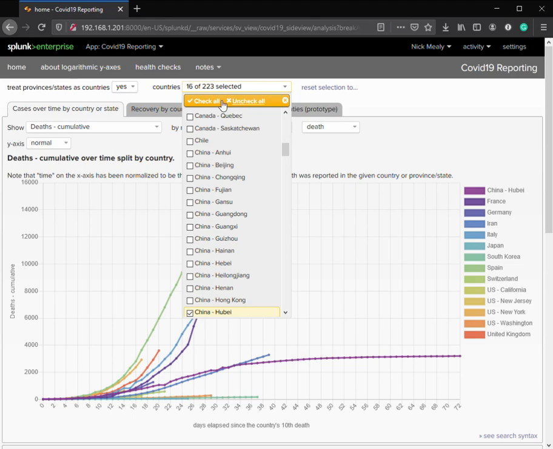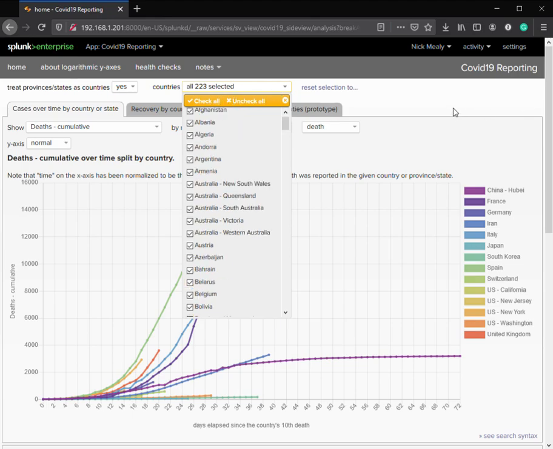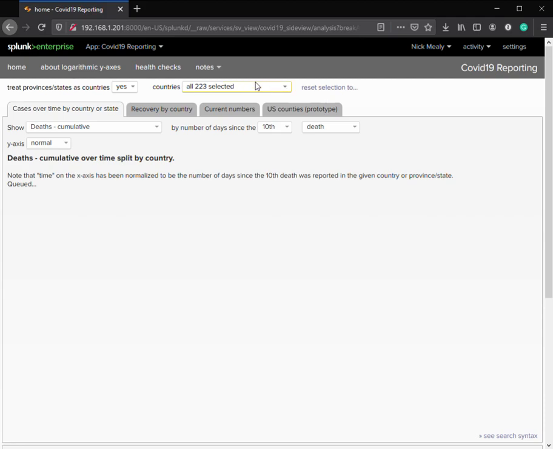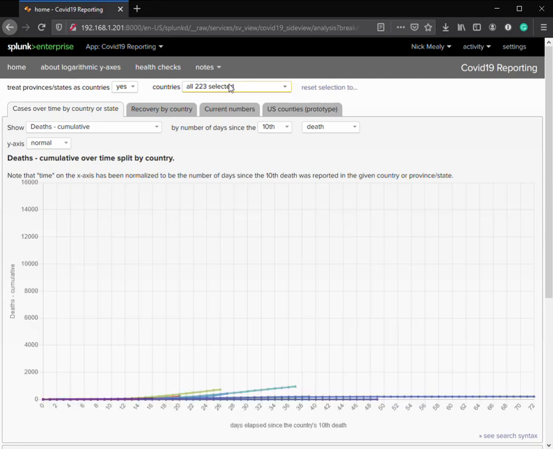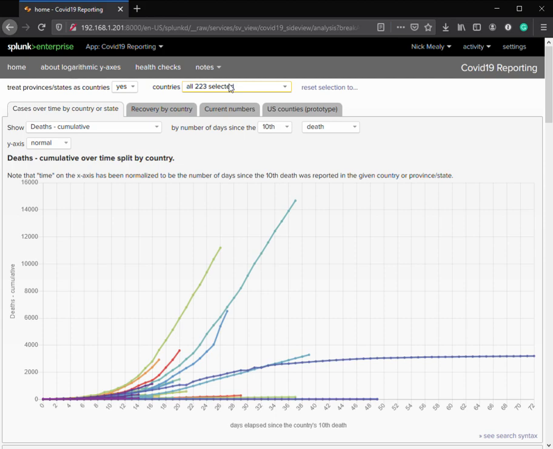In fact, I'm going to add every other country and state in the world, or at least everyone that's in this data set. This is, by the way, the Johns Hopkins University CSSE group's data set. You can see the chart is largely the same, except that the framework gave up trying to draw a legend for 223 lines. There are 223 lines in here. They're just all squeezed down here at the bottom.